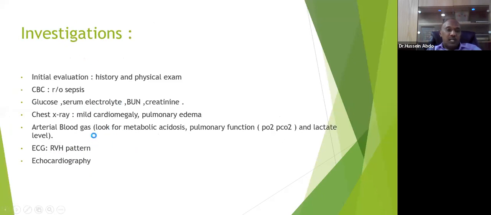Investigation is the same. We do history, physical exam, CBC. We do electrolytes, and make sure that the blood urea is normal, because the blood supply to the vital organs is compromised, so this patient might present with acute renal failure. We have to do a chest X-ray; we might find cardiomegaly and congested lung. ABG is mandatory because you might find acidosis. And definitely we need to do ECG and echo.